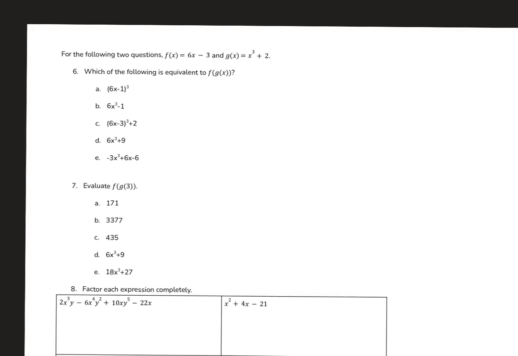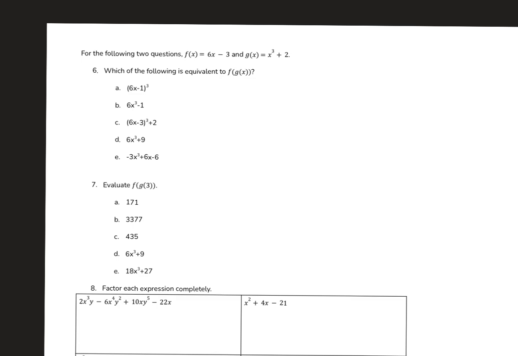Okay, so we have f of x equals 6x minus 3, and we have that g of x equals x cubed plus 2. So we want to find out which of the following is equivalent to f of g of x, which means that we plug g into f. So that means that we are replacing the x here with x cubed plus 2. So we end up with 6 times x cubed plus 2 minus 3, which when we expand gives us 6x cubed plus 12 minus 3, or 6x cubed plus 9. So the answer here would be D.